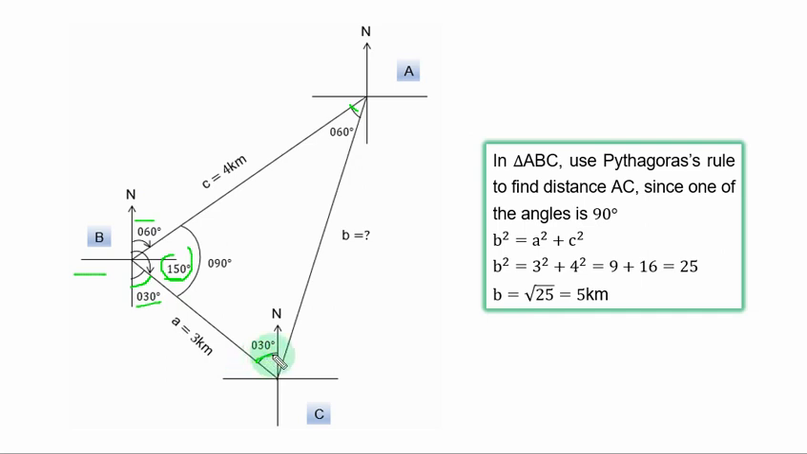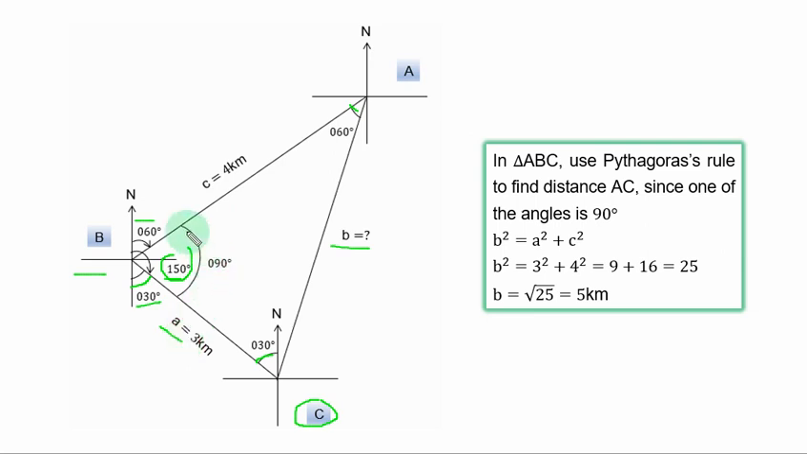Next thing is to label. In triangle ABC, this is angle C. The side facing it is small letter c. This is angle B. The side that is facing it is small letter b. This is angle A. The side that is opposite angle A is denoted by small letter a.